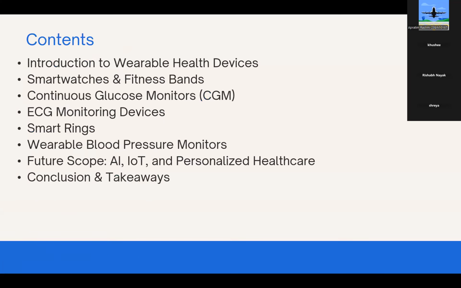So here you can see the contents of the presentation, such as introduction and the various devices which we will be discussing today, their future scope and conclusion.